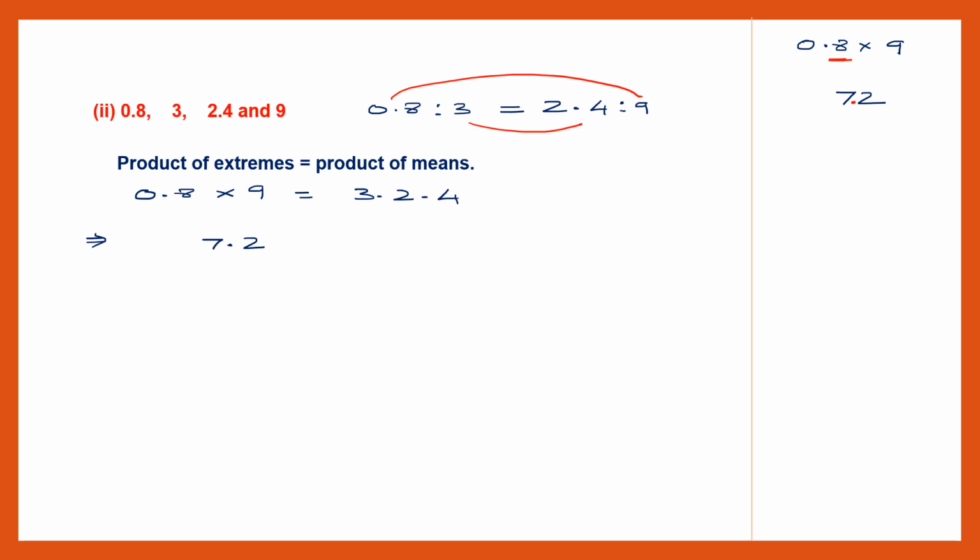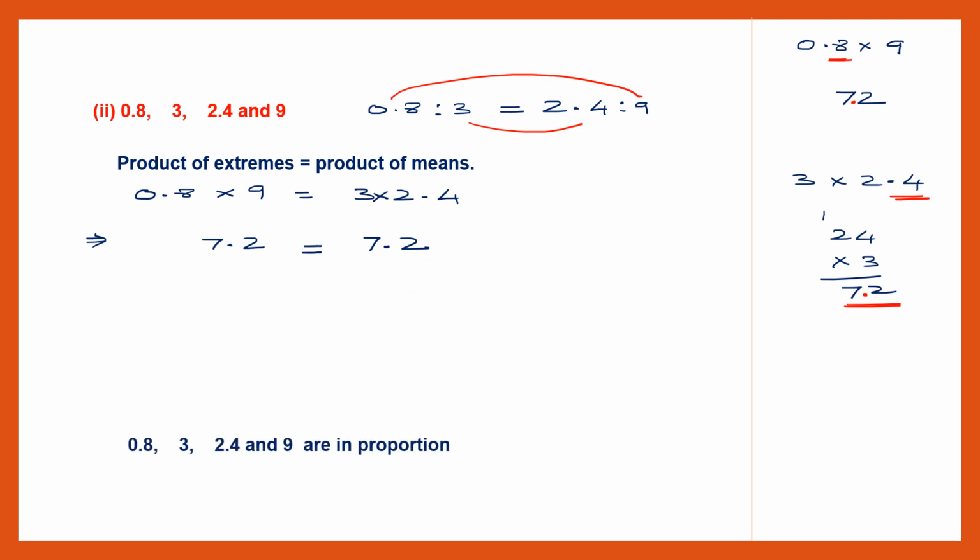Now let's see 3 into 2.4. Let's multiply that and see. So 3 into 2.4, ignore the point and multiply. That becomes 24 into 3. 3 4s are 12, carry 1. 3 2s are 6 plus 1, 7. And again we go back to the question, there's one decimal place. Our answer also should have one decimal place, so we get 7.2. As you can see, on the left side the product of extremes is 7.2. On the right, the product of means is also 7.2. They are equal to each other. That means these quantities, that is 0.8, 3, 2.4 and 9 are in proportion.